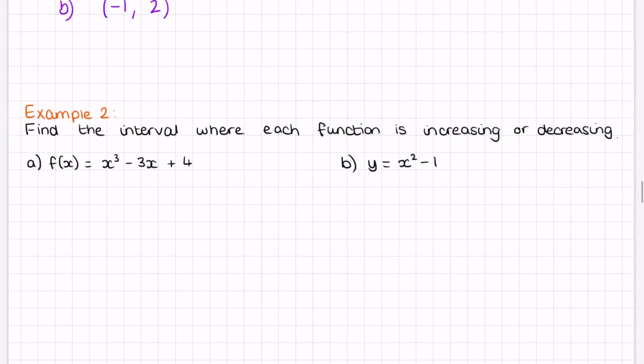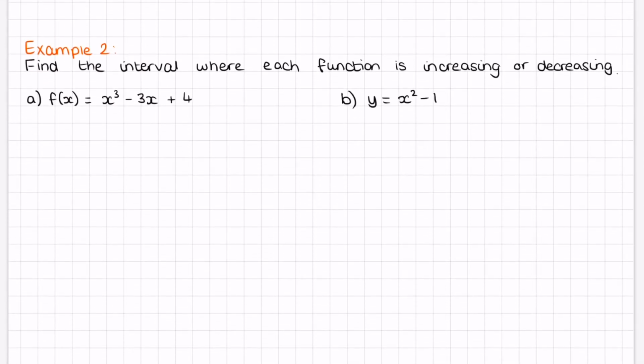Now, next example, we're going to do 2, and we want to find where these functions are increasing or decreasing. We're going to approach this as if we don't have a calculator in our exam to be able to graph it for us. So to work this out, the first thing we have to do is find the derivative, and I'll explain why in a second. So for part A, let's find the derivative. We're going to get 3x squared minus 3.